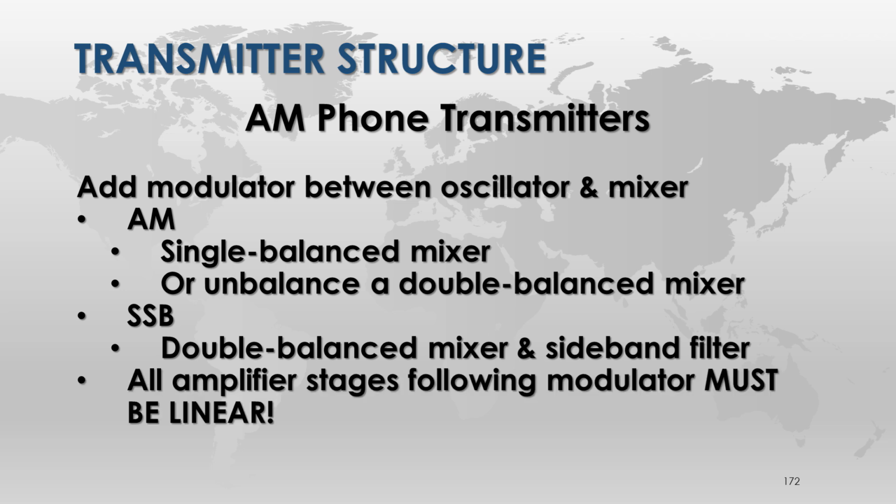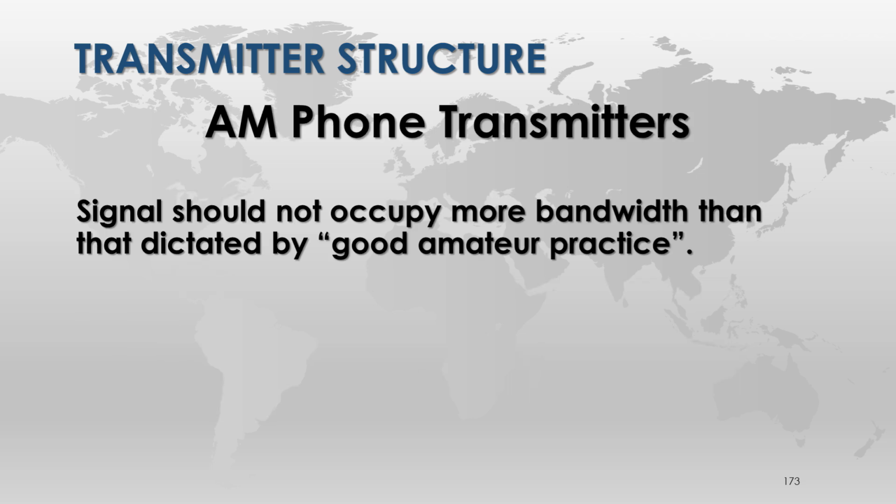All amplifier stages following the modulator must be linear in AM phone transmitters. The signal should not occupy more bandwidth than that dictated by good amateur practice. We'll talk about what that is later. It's not defined, so it's all about having an intelligible signal. Having a strong signal that's unintelligible doesn't help. The whole point is to communicate. That's what radios are for.